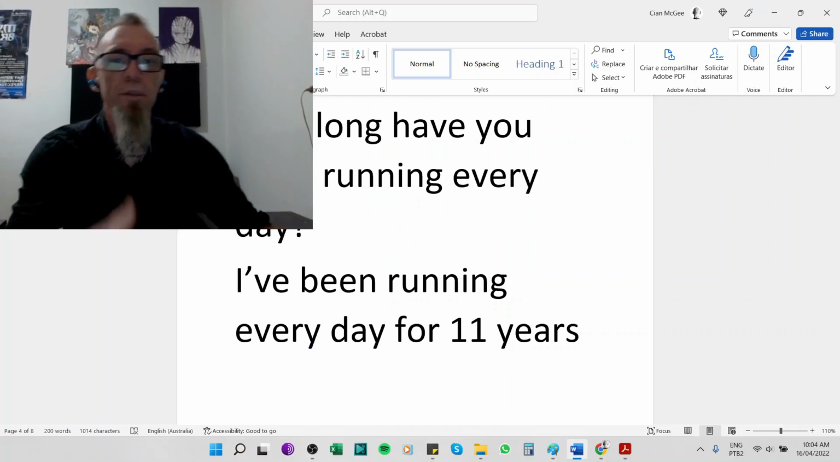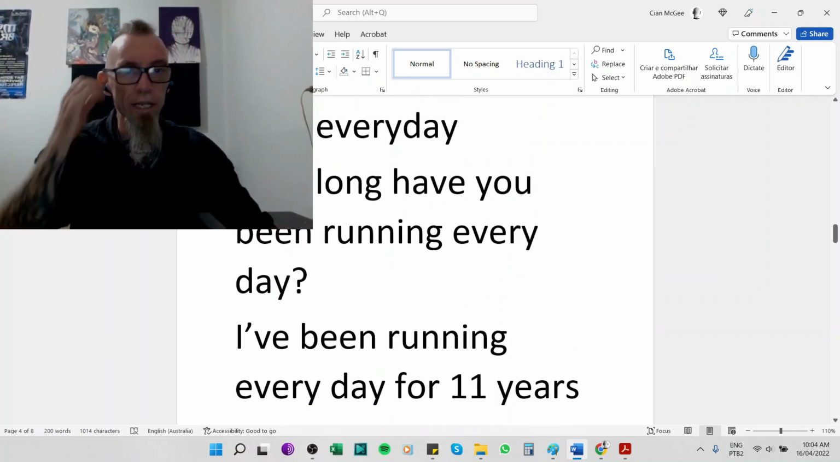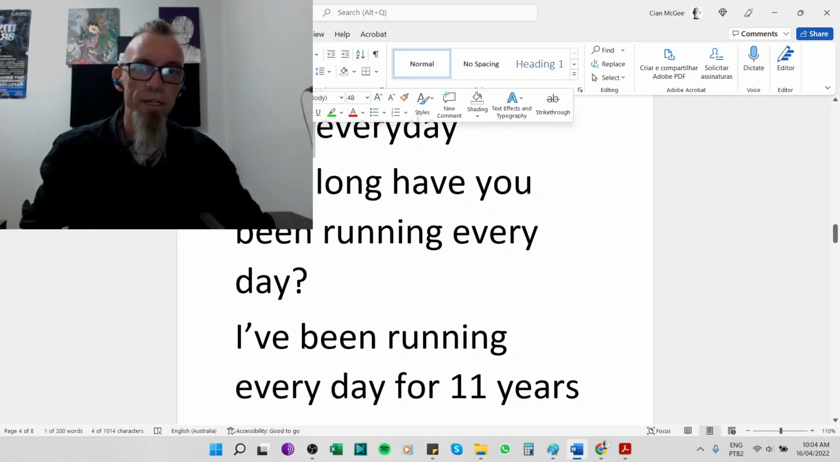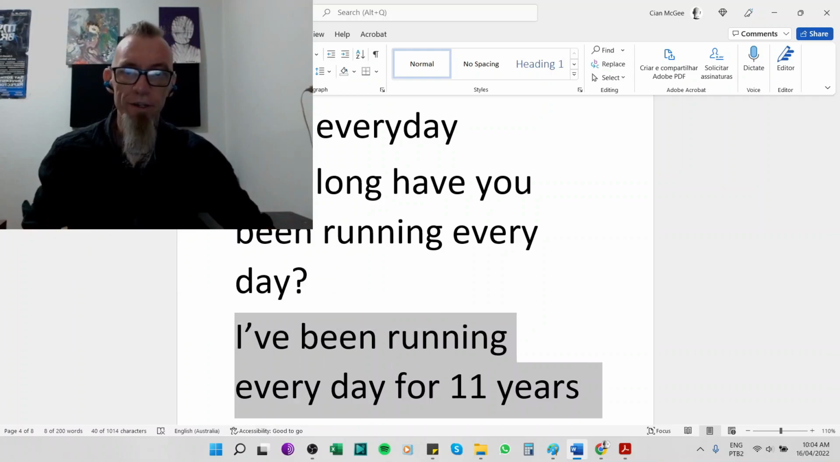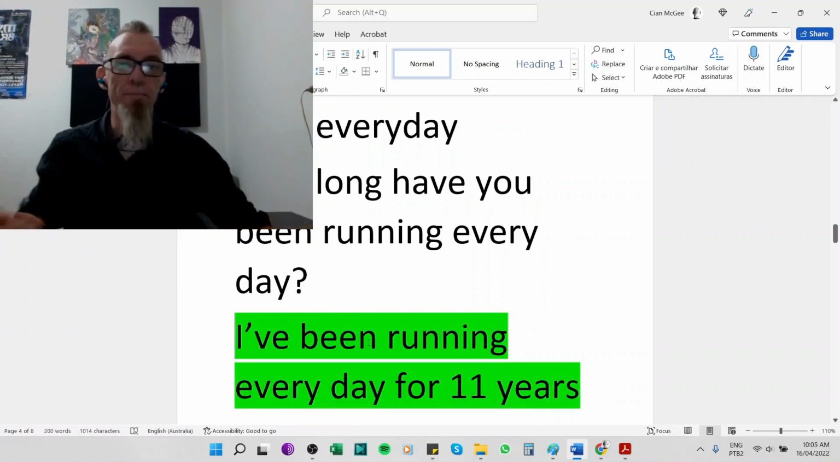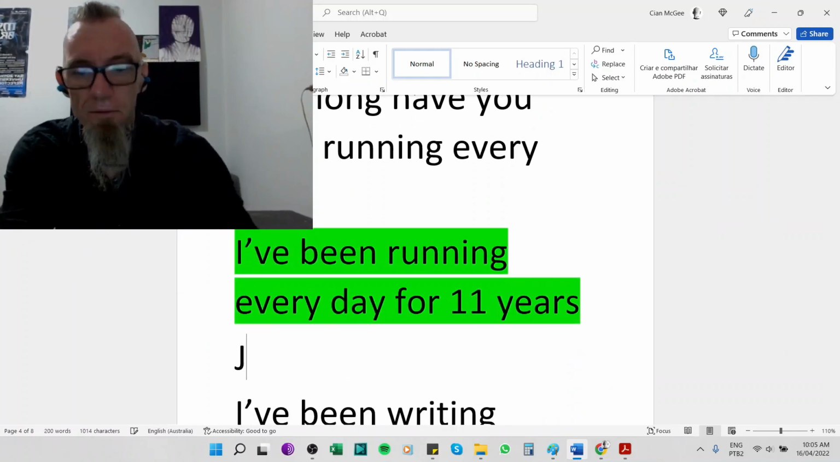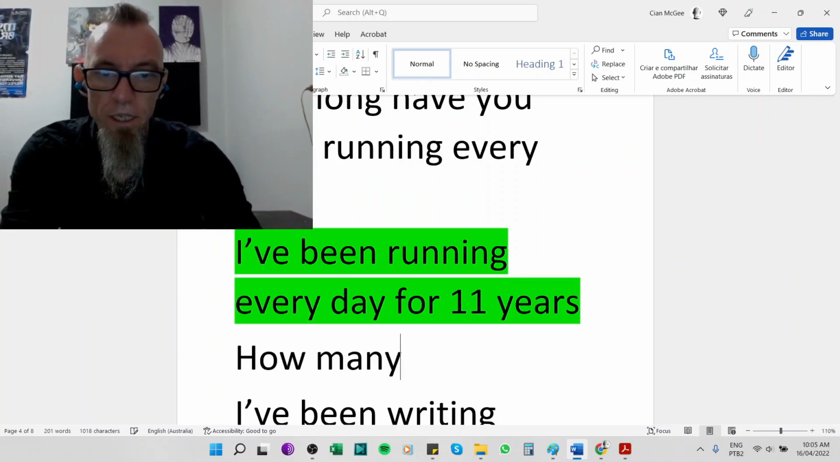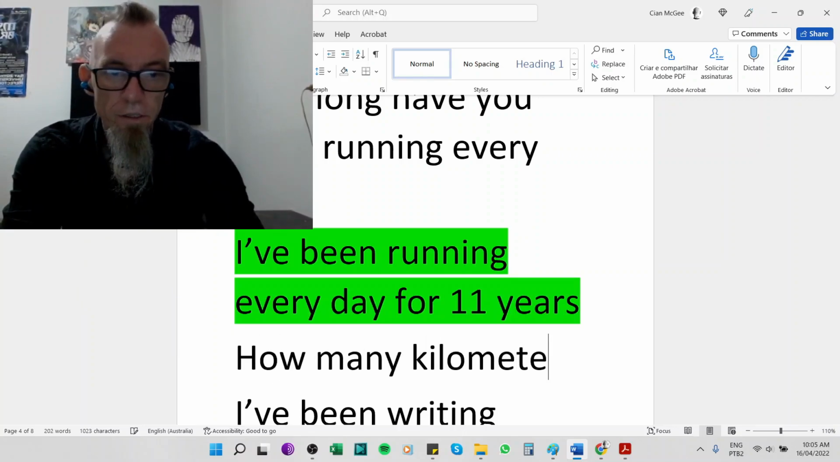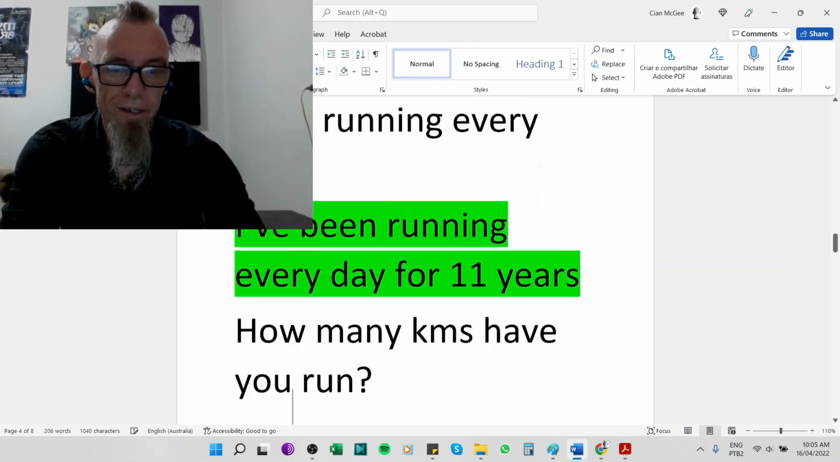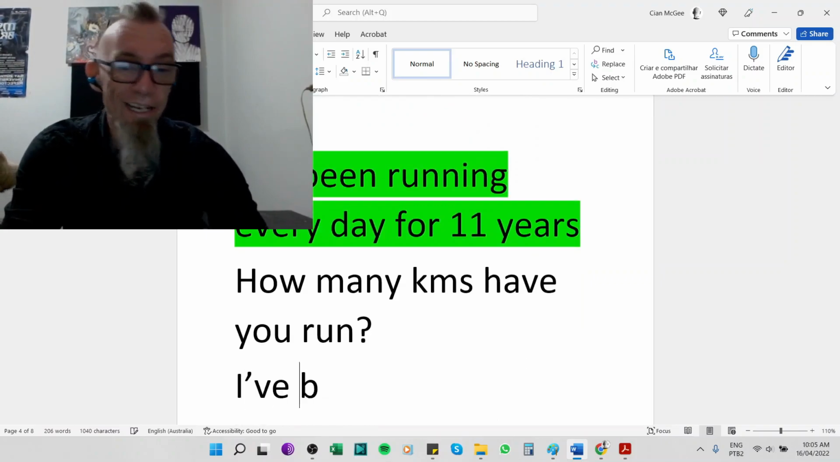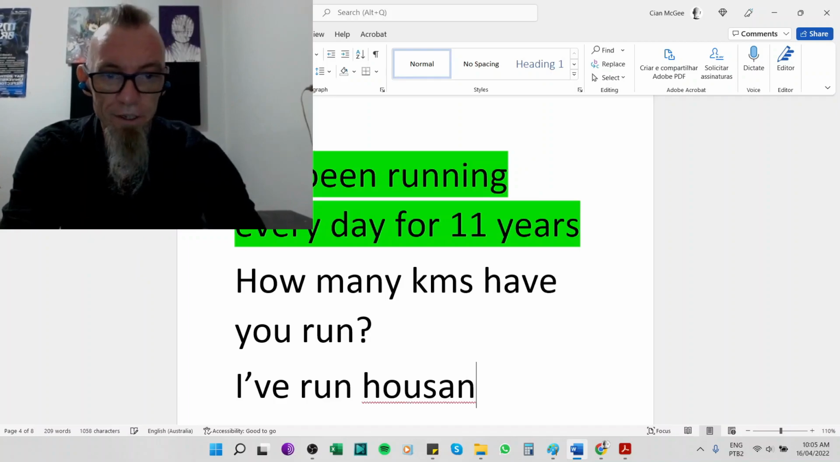Okay, so then how can we measure an object? What's the output of run? We know the verb is run, so I've been running. That's good. But we still want to measure some output. We could say, well, how many kilometers have you run? How many kilometers have you run? We'll just say here, I've run thousands of kilometers.